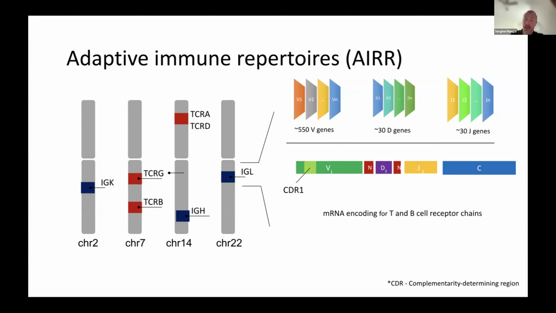Determining region number 1, 2, and 3. And number 3, CDR3, complementary determining region number 3, is the most interesting because it kind of captures the most diversity. You can look there, and perhaps this is where the most diversity will be happening.